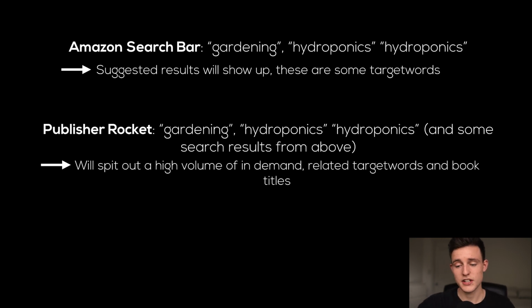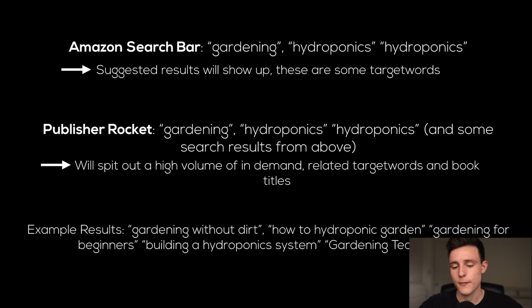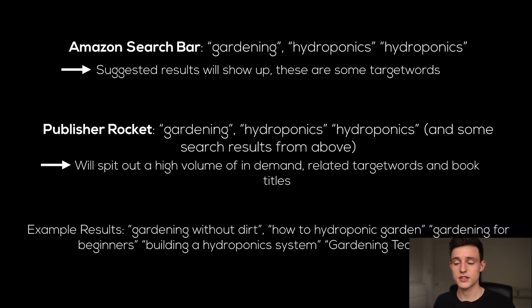And then when we do Publisher Rocket, we're typing the same kind of things in. We're typing keywords, and then it's going to give us a bunch of different keywords after that. So you type in one, and then it gives you a bunch of related ones that you can download in a CSV file, which is just an Excel sheet. Some example results that those 2 methods will give you are like gardening without dirt, how to hydroponics, gardening for beginners, building a hydroponic system. You get it. It's going to give you a bunch of related target words related to the initial target word that you typed into the Amazon search bar or Publisher Rocket.